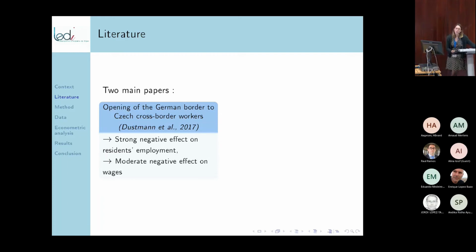The first paper is a paper of Dustmann and co-authors, who studied the effect of the opening of the German border to Czech cross-border workers in 1991 on both employment and wage of natives in the short term. They found a strong negative effect on resident employment and a moderate negative effect on wages.